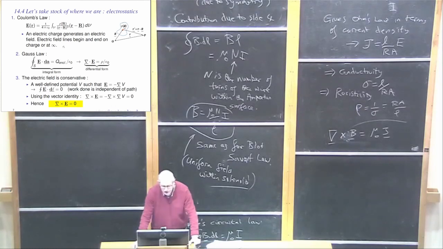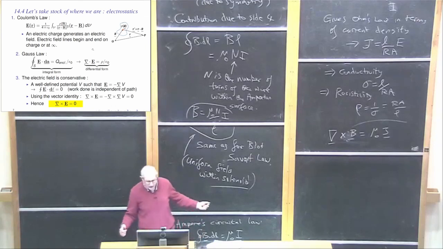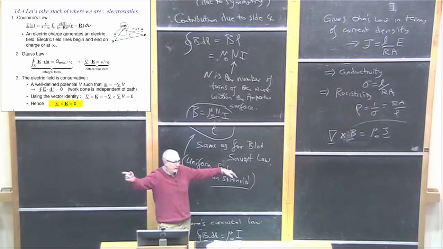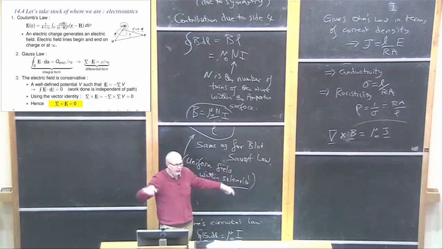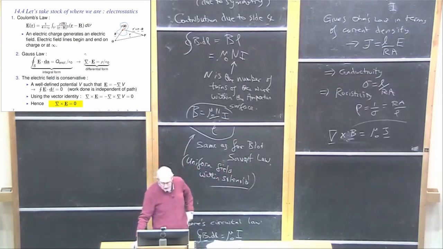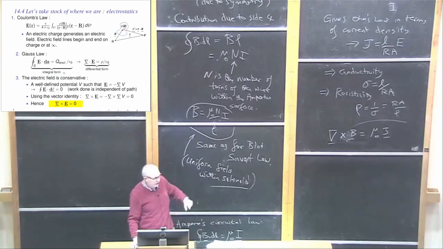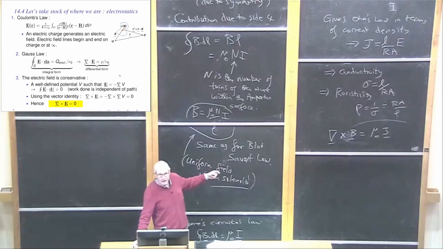So an electric charge generates an electric field. The field lines either end up on a charge or at infinity. They don't end in midair. So this leads to Gauss's law in integral form, where the integral of E dot dA is the charge enclosed divided by epsilon naught. We did loads of examples of that. And then I showed how to get that in differential form by using the divergence theorem, and that is one of Maxwell's equations.